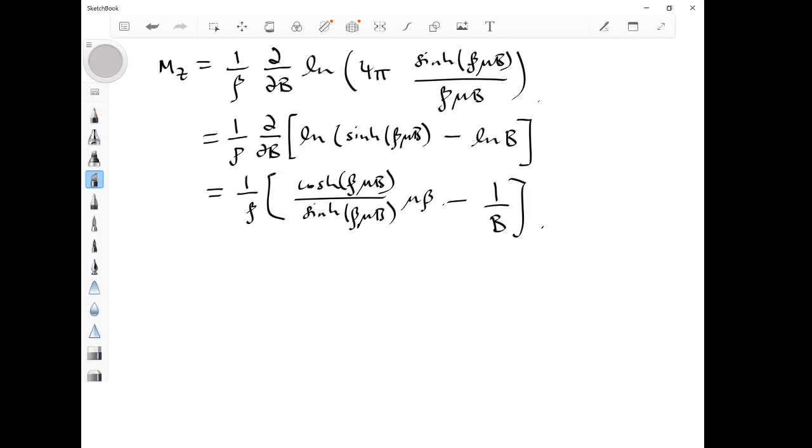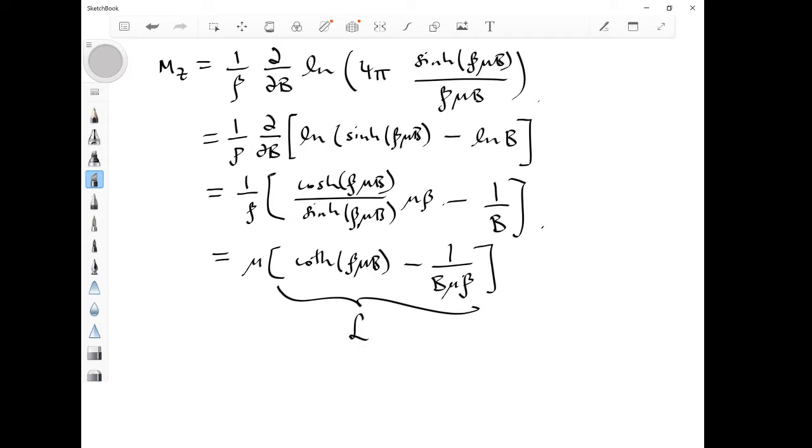So let's take this mu out the front and turn this into a coth. And then we get 1 minus 1 on b mu beta. This function here has another name. It's called the Langevin function. Sorry, that should be eta, where eta is equal to beta mu b.